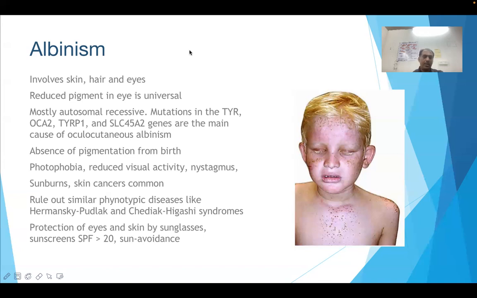Certain diseases such as Hermansky-Pudlak syndrome, Chediak-Higashi syndrome should be ruled out before labeling a person as albino. The most important part in later life is protection of eyes and skin by sunglasses so as to avoid any chances of ultraviolet induced skin cancers.